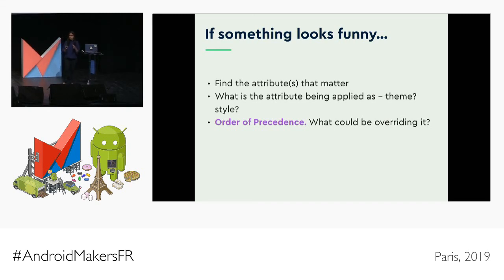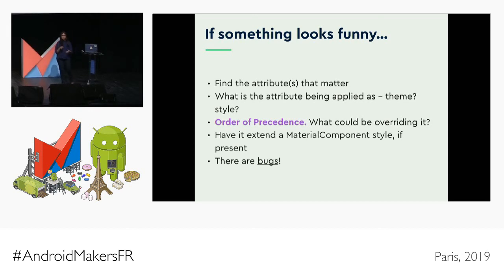Not all styling techniques are created equal, and even though you're setting the right attribute in the right place, it still may not work because something above it in the hierarchy is overriding it. If you're using a material component theme, then extend from a material component style to see if that fixes it. As you saw, that was our fix for some of the things, so it's worth trying. And if you tried all of this and it still doesn't work, there are bugs. It may not be you, it might be them.